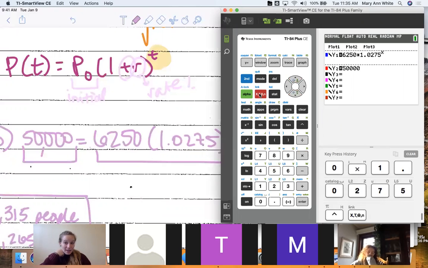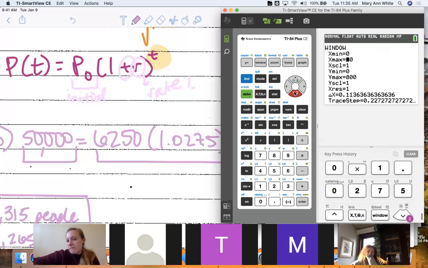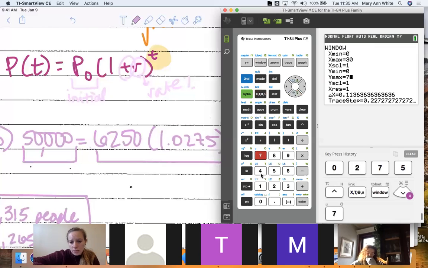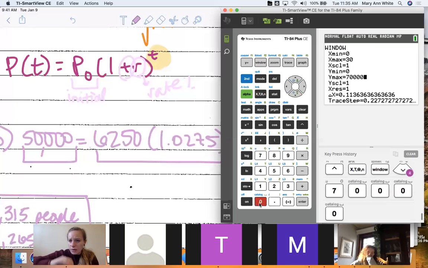Now, my y here, I already need to get to 50,000 in order to find where they intersect, where they cross. So I need to go a little bit above 50,000. I'm probably going to go 70,000, 80,000, 70, 1, 2, 3. And then I really have no idea what the year should be, so I'm going to keep it at 30. That should give me enough space to see if I need to go bigger or if I can go smaller, but let's check it out.